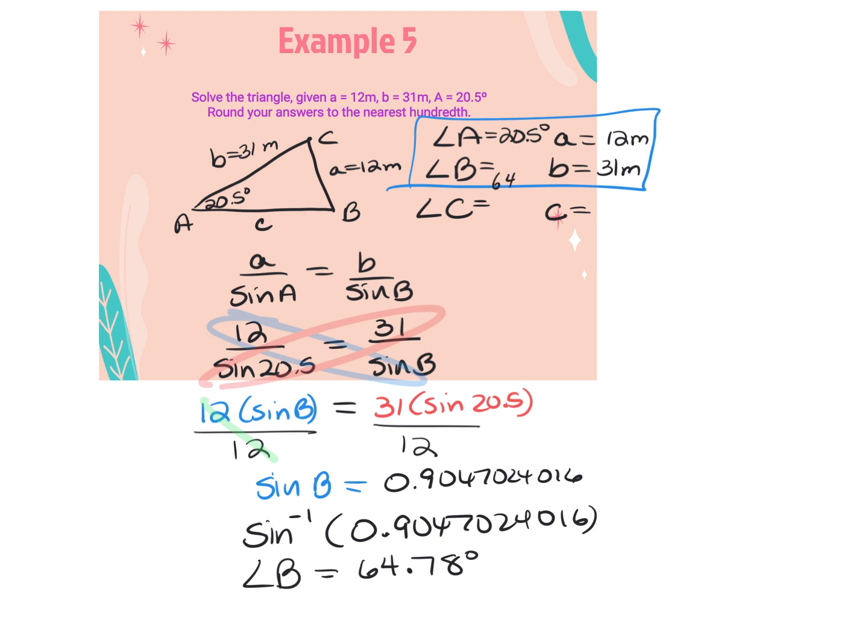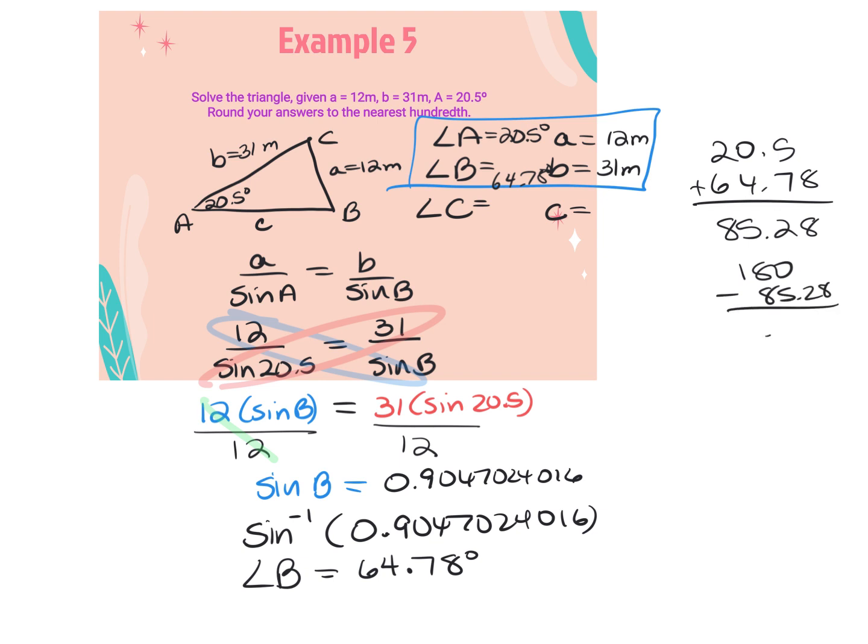So 64.78 is angle B. So I'm going to add 20.5 plus the 64.78, and then I'm going to subtract that from 180. So this gives me 85.28. Subtract that from 180, because that's the total of the three angles of the triangle. And I get 94.72 for my last angle of the triangle.